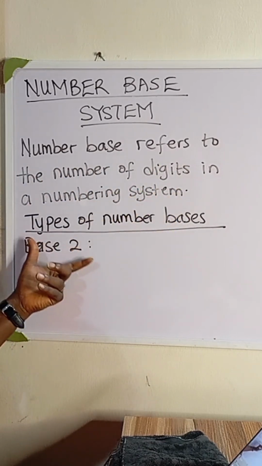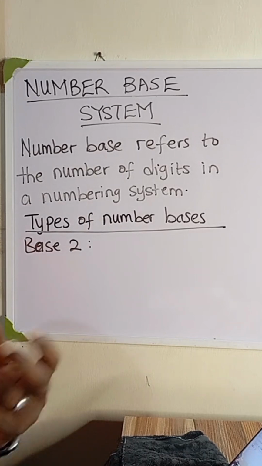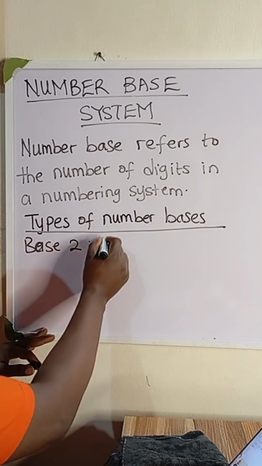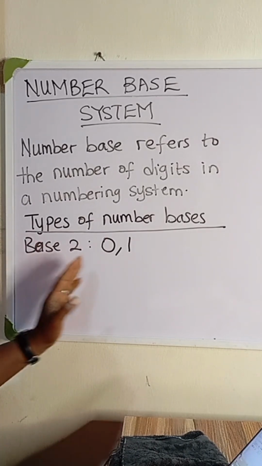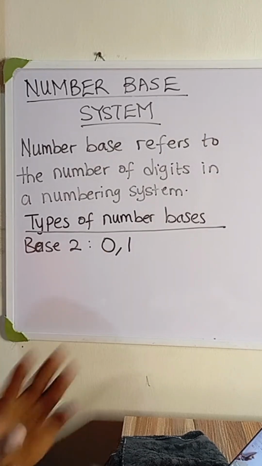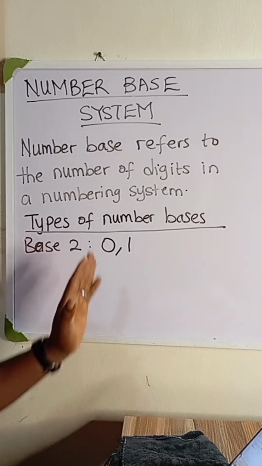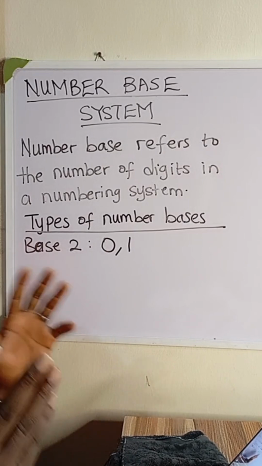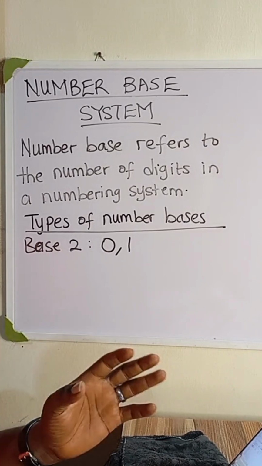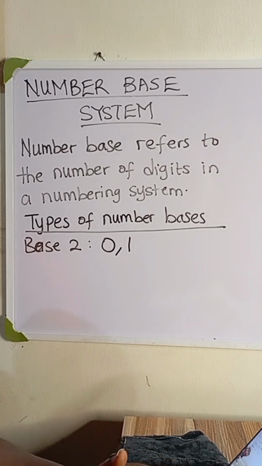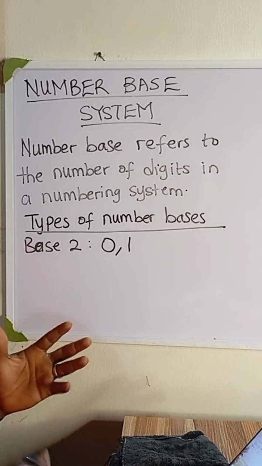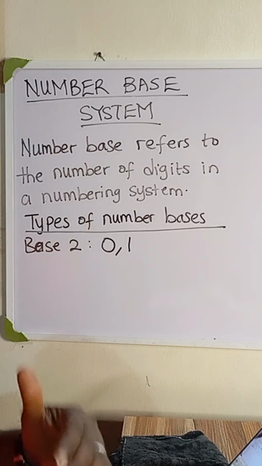So when you're talking about base 2, we are referring to a system that has only 2 digits, and those digits are 0 and 1. So we don't have 2, we don't have 3, we don't have 4, we only have 0 and 1. This is the numbering system used by our gadgets. Computers use base 2 numbering system. So for those that want to go into computer science or coding and all that, this topic is a foundational topic for you.